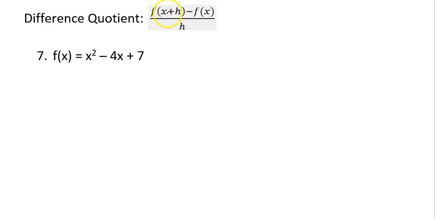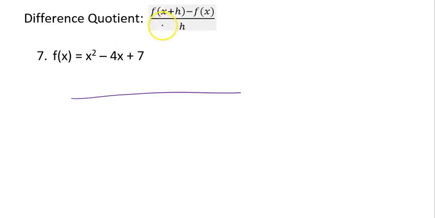This first part, f of x plus h, means I'm just plugging in x plus h. Then I'm going to subtract whatever my function is, and it's going to go over an h, and I'm going to be able to simplify. When you do these things, a lot is going to cancel out. So let's start with that first one. I usually make a big fraction so that I can plug everything in that I need to.